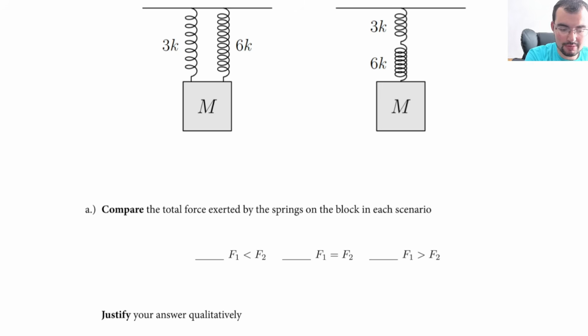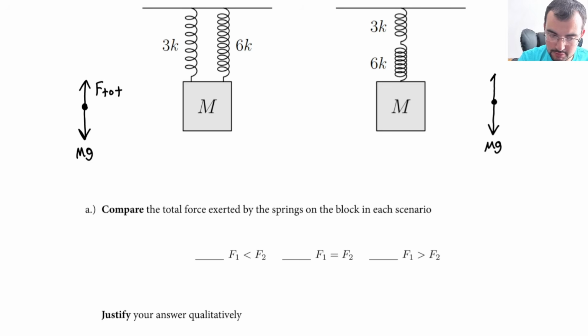So what does that mean? Well, our first block has mg down, so there must be a total force from the springs up. Same thing over here. We have a force mg down, and then we have a total force from the springs up. So what we can conclude here is that in total, the forces exerted by the spring network must be the same in each case because we are just balancing the weight mg of the block.